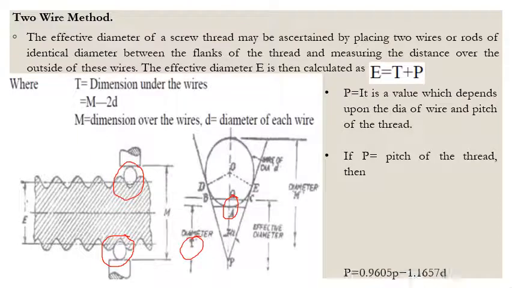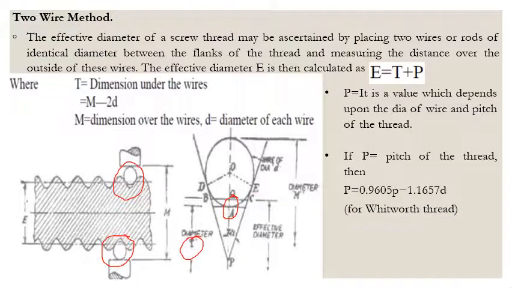If small p is the pitch of the thread, then capital P is given by 0.9605 times the pitch minus 1.1657 times d, where d is the diameter of the wire. That is for the metric Whitworth thread. Whereas for metric threads, the same capital P value, which is equal to AQ, is given by 0.866 times the pitch minus the diameter of each wire, or the average diameter of the wire.